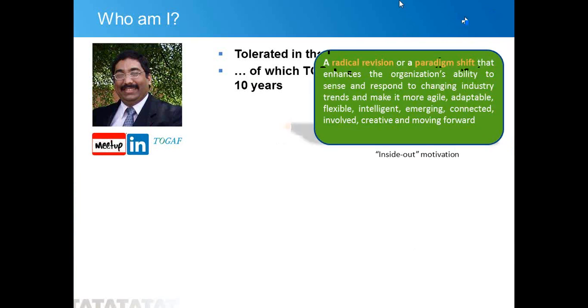By the same token, conversely, there is an inside-out motivation, which comes from within the organization. It is driven by a paradigm shift in the way an organization begins to sense and respond to changes in the industry. It wants to move in the same dimensions as the outside-in view, trying to be agile, adaptable, flexible, intelligent, and all the nine yards of it. But the way you look at yourself is going to be radically different from how you were looking at yourself earlier.